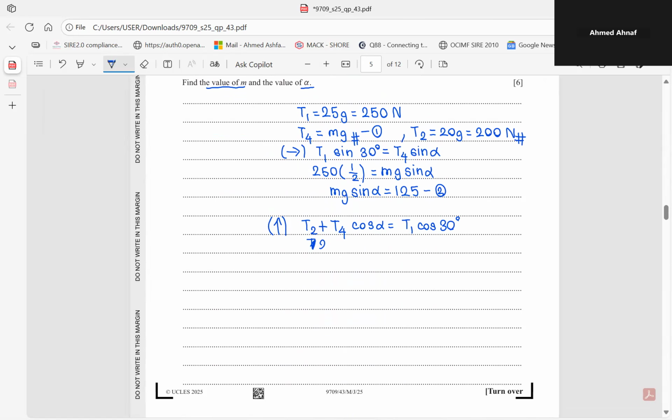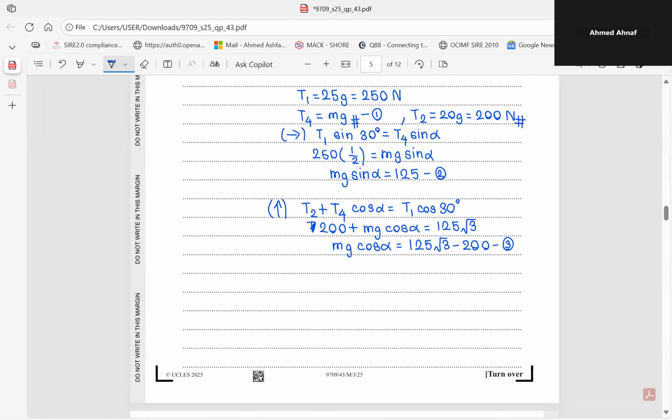So T2 is 200. T4 is mg cosine alpha. T1 cos 30, T1 is 250 times cosine 30. We get, wait, cosine 30 is this much. So yeah, 125 square root 3. All right. Now let's make mg cosine alpha the subject. So this is going to be 125 square root 3 minus 200. So this is the third equation.